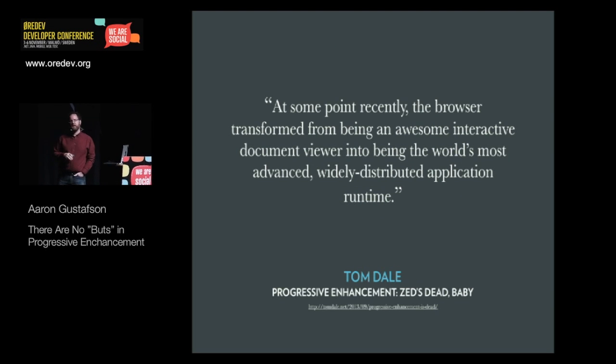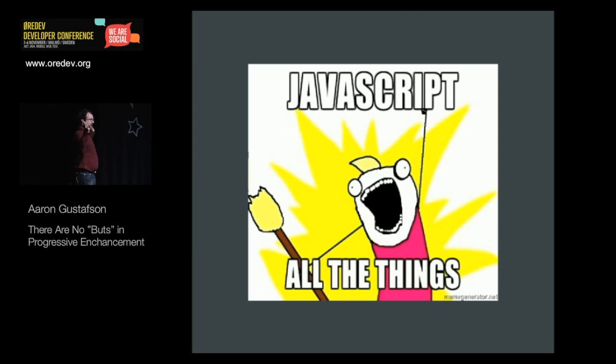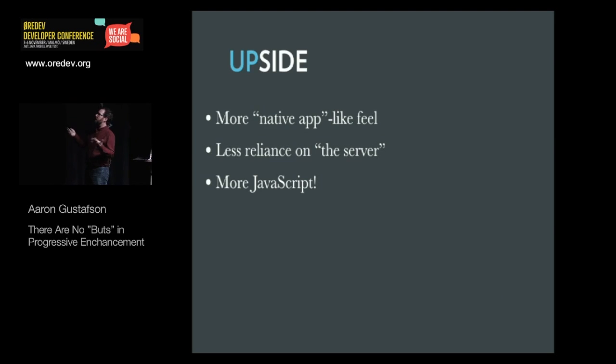Tom Dale, who created the Ember framework, boldly said, at some point recently, the browser transformed from being an awesome interactive document viewer into being the world's most advanced, widely distributed application runtime. And this is when he declared progressive enhancement dead. JavaScript, all the things. We love JavaScript, right? The upside, we have a more native app-like feel. We have less reliance on the server, whatever that is. And we have more JavaScript, so it's automatically awesome because JavaScript is awesome.